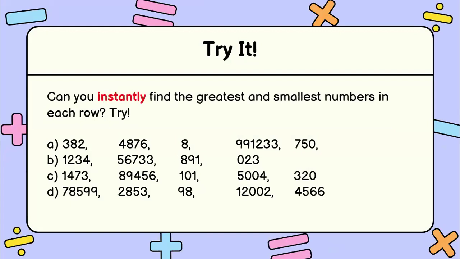So, can you instantly find the greatest and smallest numbers in each row? Right, just instant. No need of calculation, no need of writing down with paper and pen, just mental math.